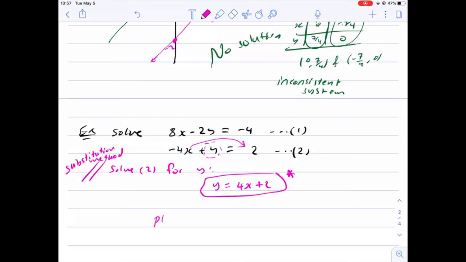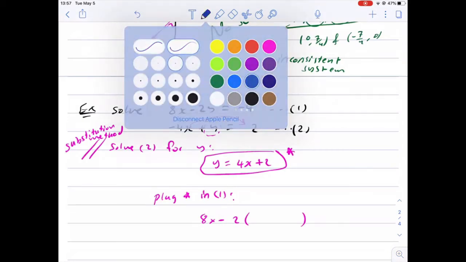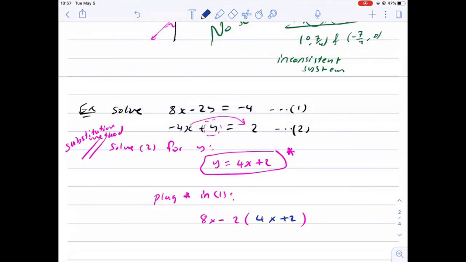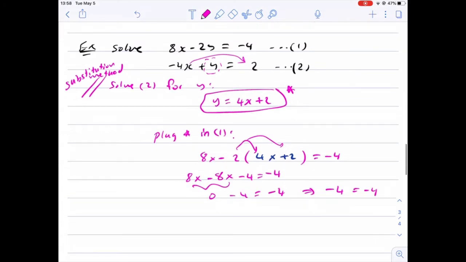Now since we obtained this from the second equation, we plug star into equation 1. So equation 1 is 8x minus 2 times y. Y is 4x plus 2. Now this is equal to negative 4. Now we have 8x minus 8x minus 4 equals negative 4. This is 0 minus 4 equals negative 4. That means negative 4 equals negative 4.